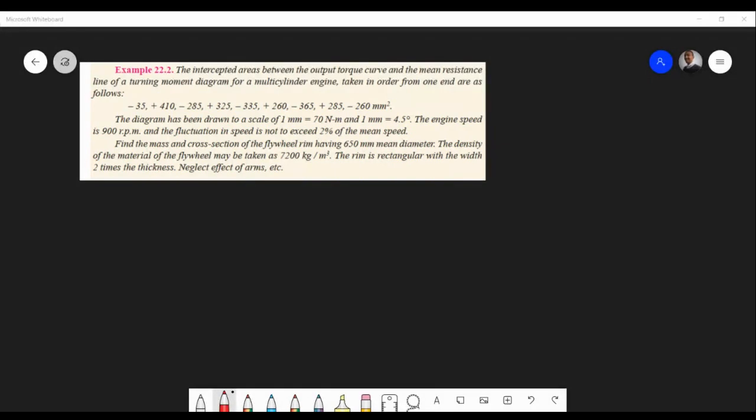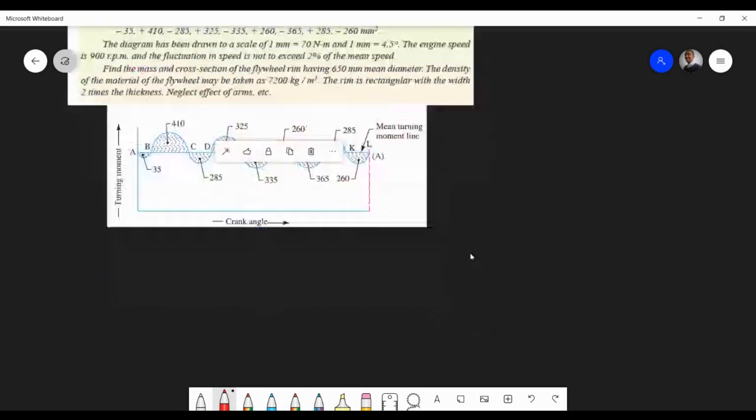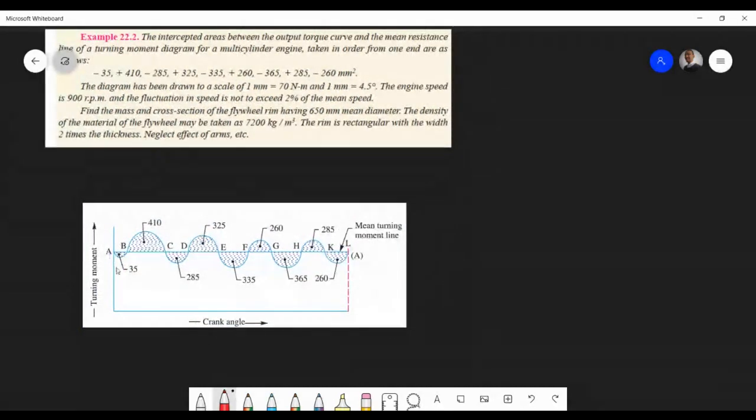Sketch is key. I hope you got that sketch done, and it should have looked like this. I've posted this note from the machine design textbook. If you don't know how to do the sketch, I'll tell you again for the last time: minus 35 goes below from A to B, plus 410, minus 25. Like I said, these values can change completely, and you can see it goes to L. It's a bit of a long one.